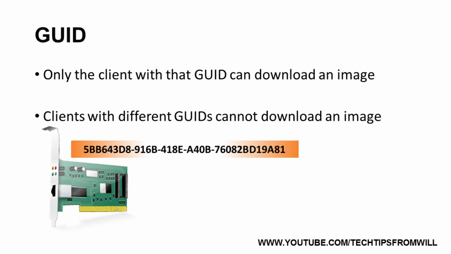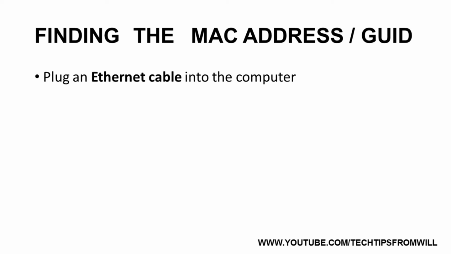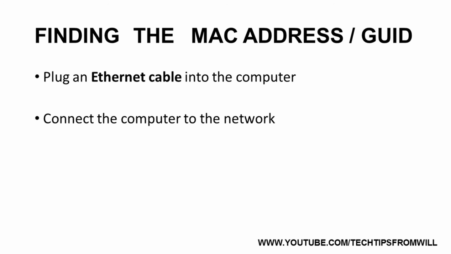This information is relatively easy to find out within Windows. However, with Windows Deployment Services, it is highly likely that the client computers you will be working with will be bare metal computers that do not have an operating system installed. So how do we find a client's MAC address and GUID without using Windows? All you have to do is plug an Ethernet cable into the network adapter of the client computer and connect the client to the network.